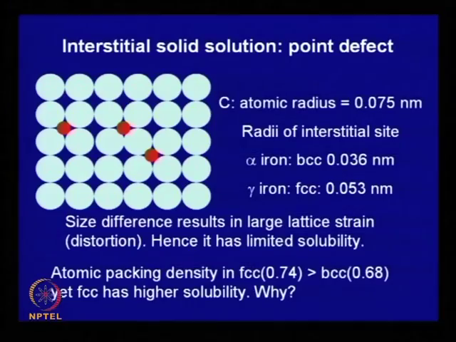Therefore, the solubility of carbon in alpha iron is very limited. As we go along we will find that gamma iron, which is a high temperature phase, can dissolve, depending on temperature, up to around 2% carbon, whereas the solubility of carbon in alpha iron is 0.02%. So, substantially several orders of magnitude lower.